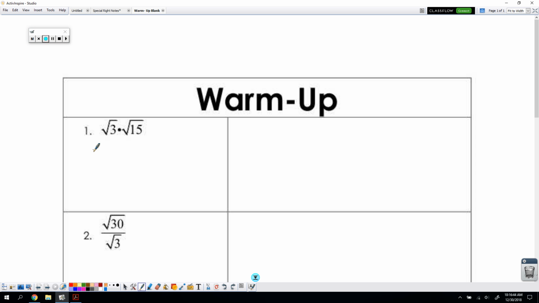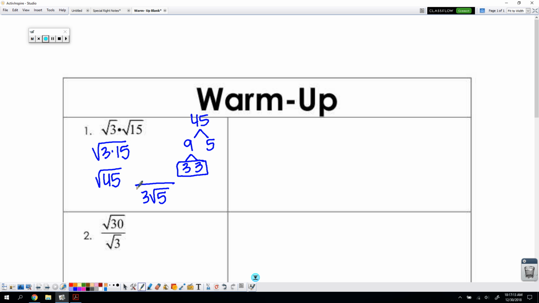What that looks like is we'll do radical 3 times 15, which is just the square root of 45. Then all we need to do is do our factor tree. 45 becomes 9 and 5. 9 turns into 3 and 3. And remember, we're looking for pairs, so we found a pair of 3. So our final answer will be 3 square root 5. If you haven't gotten the hang of simplifying a radical yet, you really got to get that working now.